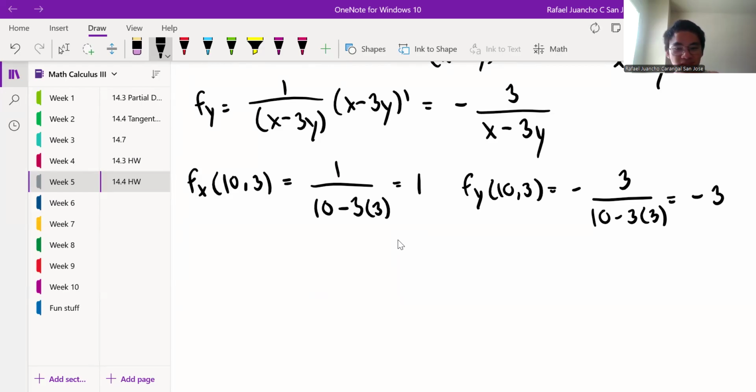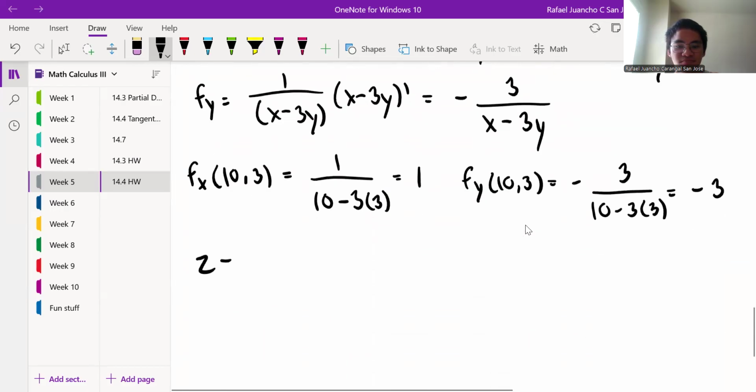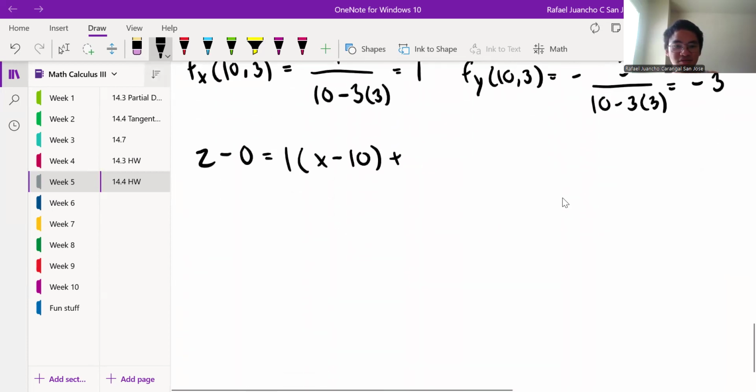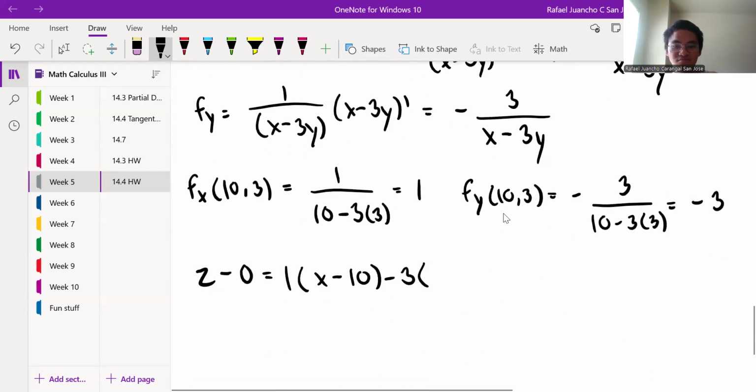And then I'm done. So z minus z naught. I'm just going to put everything. This is 1 times x minus 10, plus, or well, minus 3, because my f sub y is minus 3. And here we have y minus 3. And we're done.